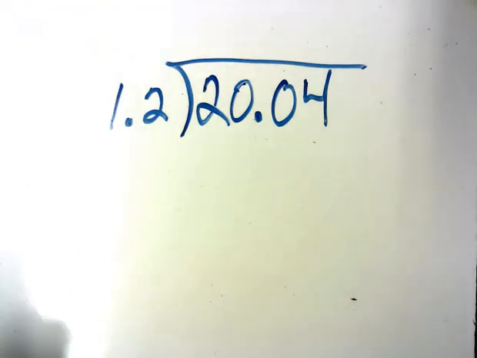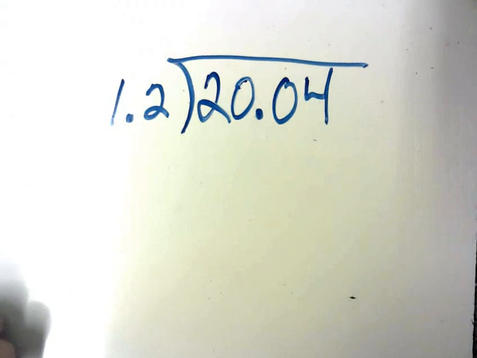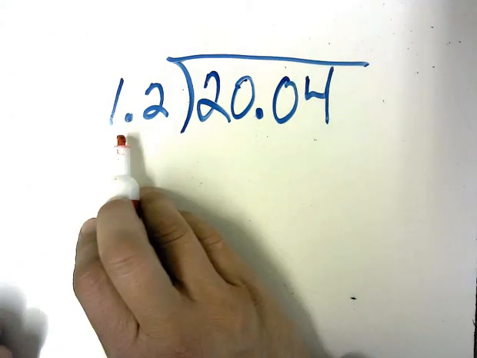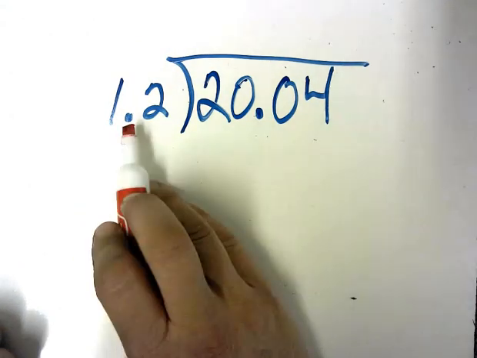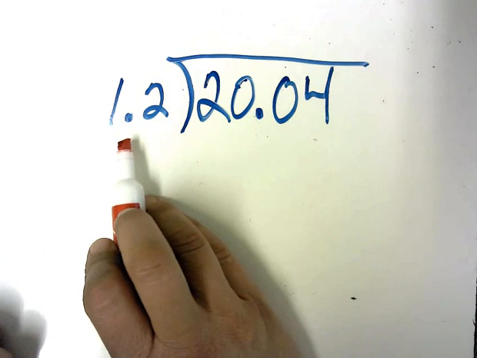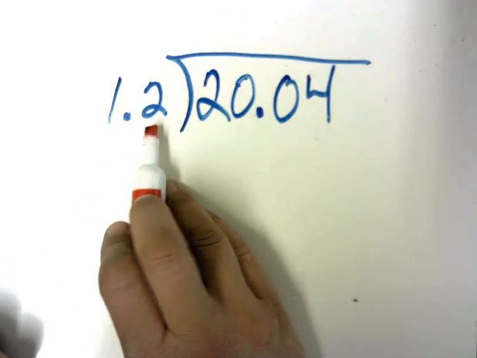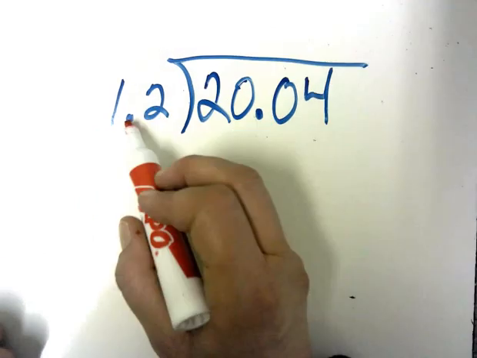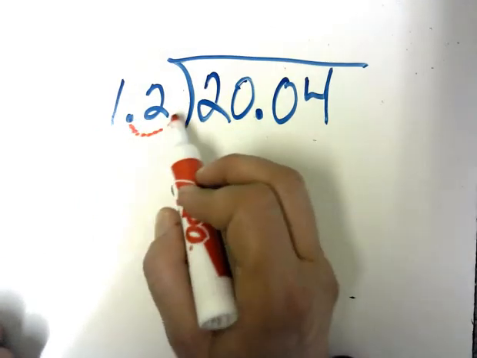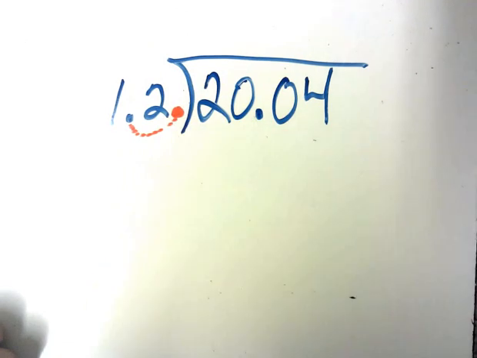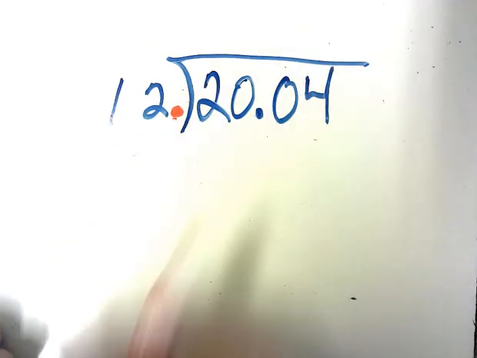The first thing you have to do here, and you'll see it in Ms. Alfano's email, is make this divisor a whole number. Right now it's 1 and 2/10. We have to make it into a whole number before we can divide. So I'm going to take this decimal point and move it one place over to the right. Now instead of having 1 and 2/10, I have 12.